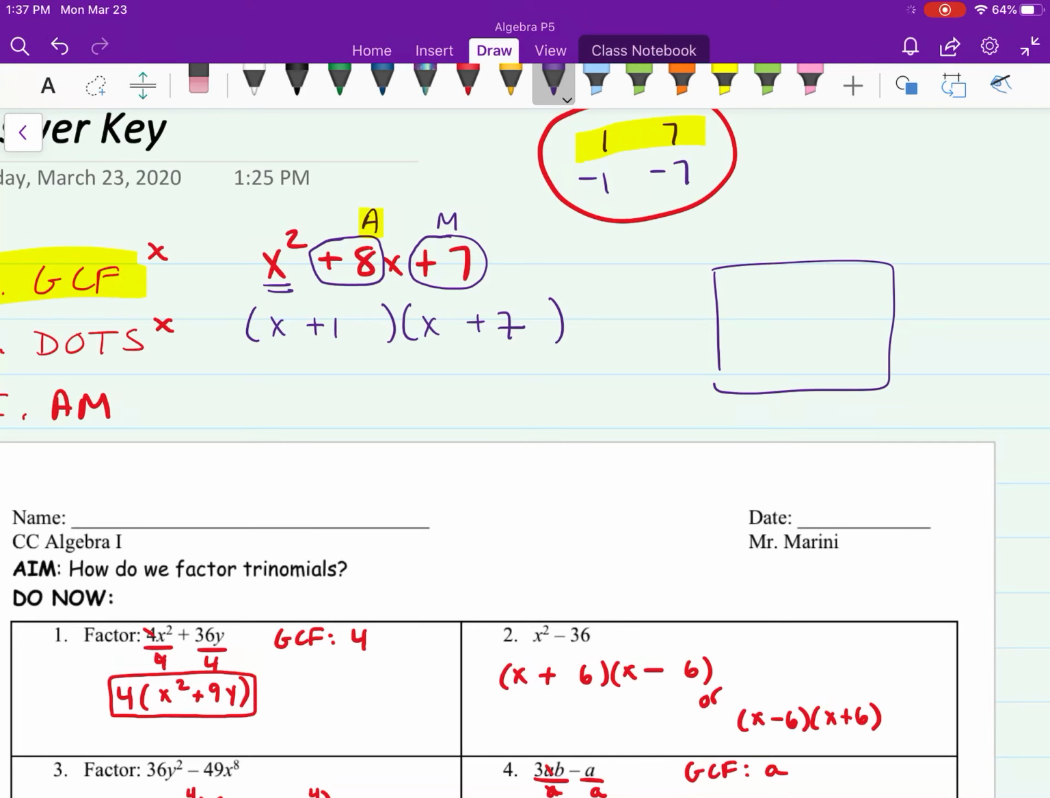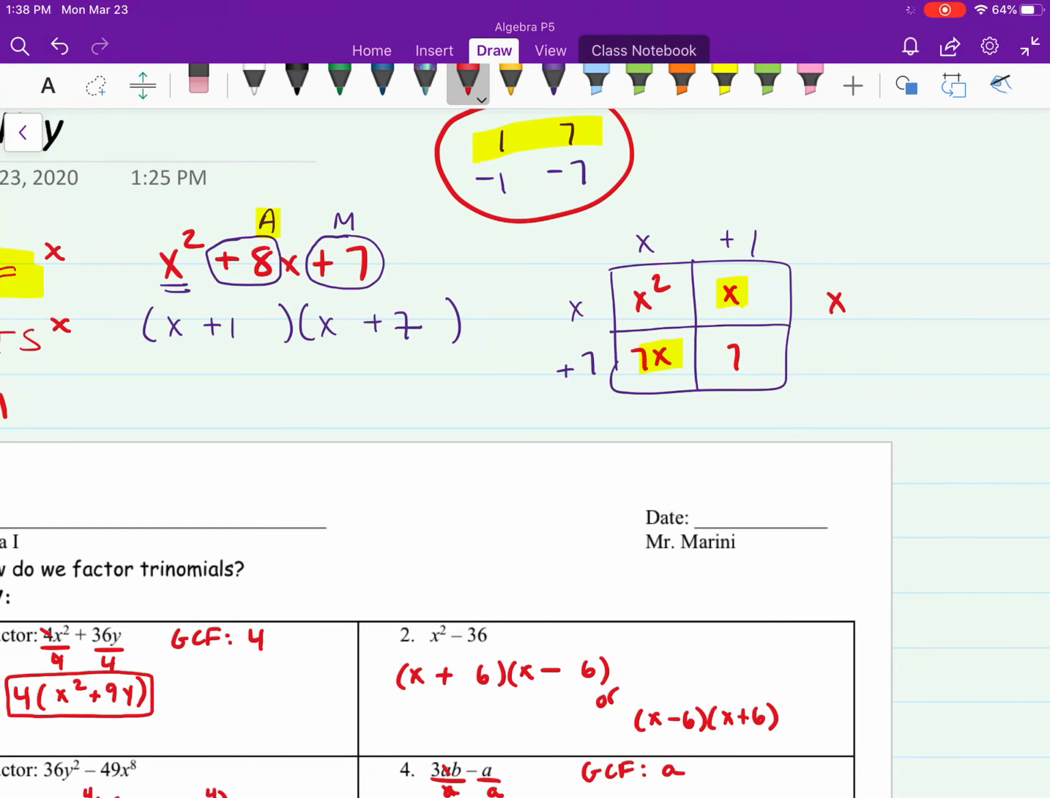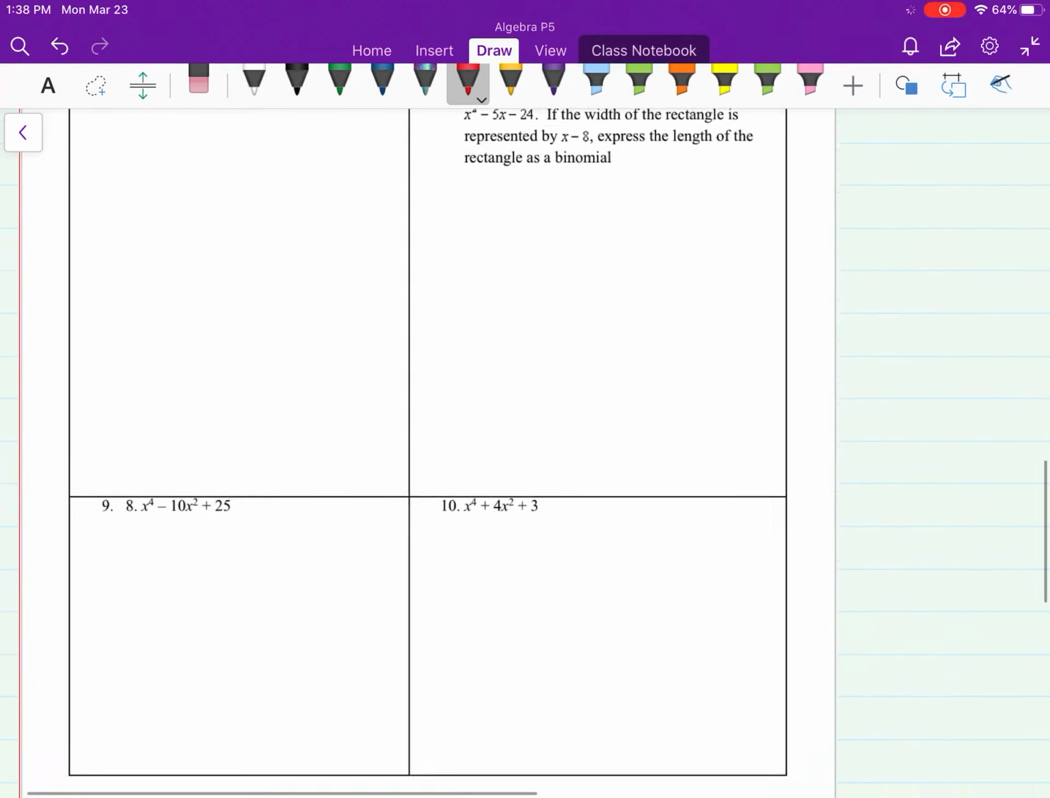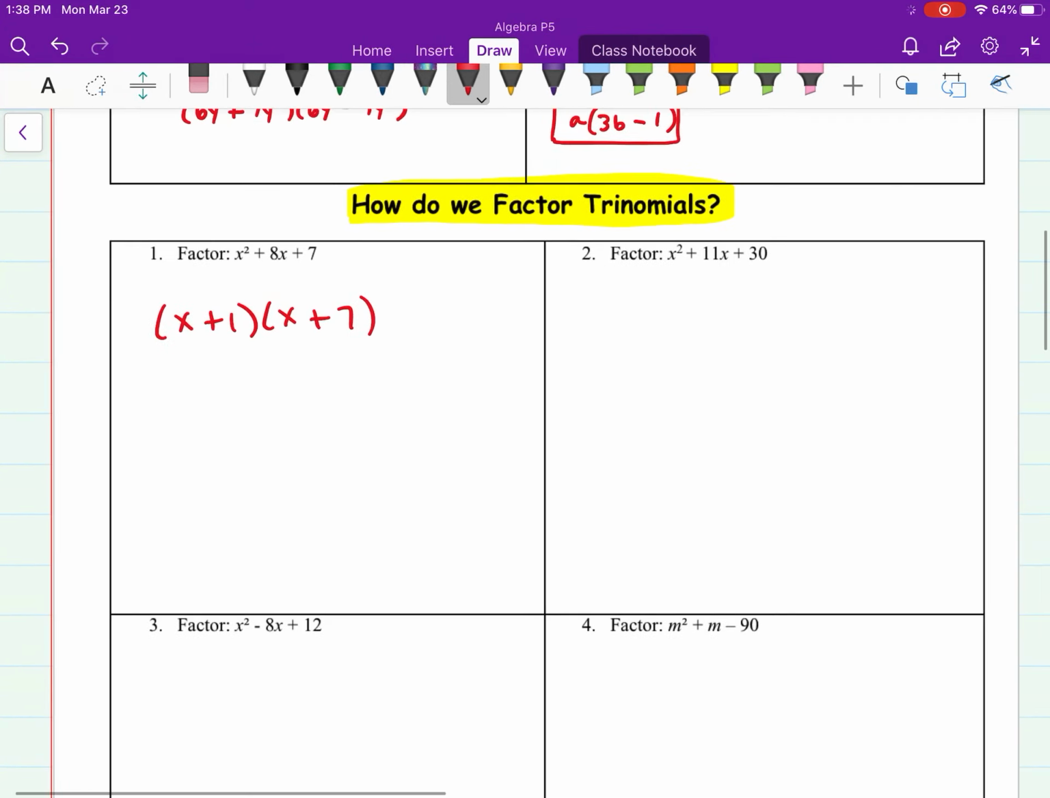You can even check your answer by using the box method. You could do x plus 1, and x plus 7, and start multiplying. You'll notice here you have like terms. So when it's all said and done, this would combine back together to give you x squared plus 8x plus 7. And that's how you can check your answer. So I'm going to fill that answer in over here. This was x plus 1, x plus 7. I'm going to do a couple more of these with you guys, and I'll leave you to practice the rest.